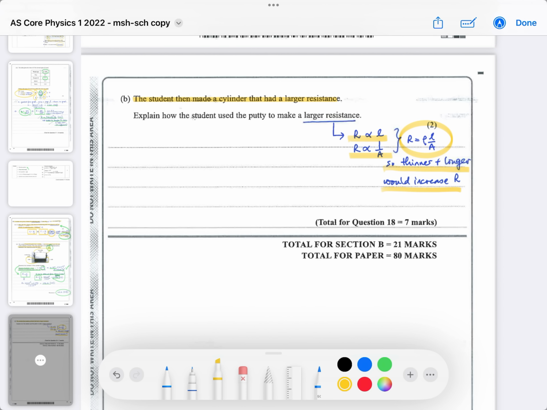I think that's quite a generous, easy end to the paper. So section B seems to be practical skills, application of physics, added to the 60 marks roughly from the more theoretical, gives you a total out of 80.